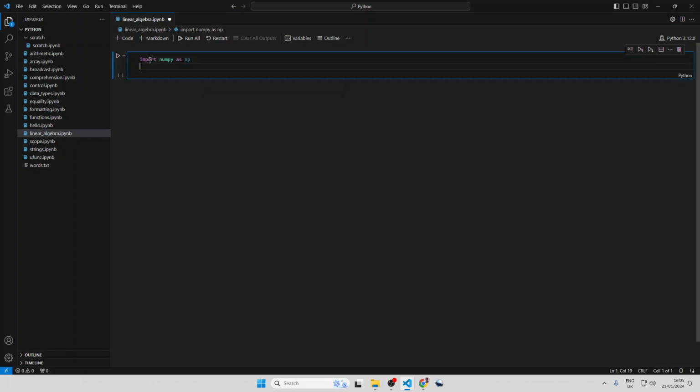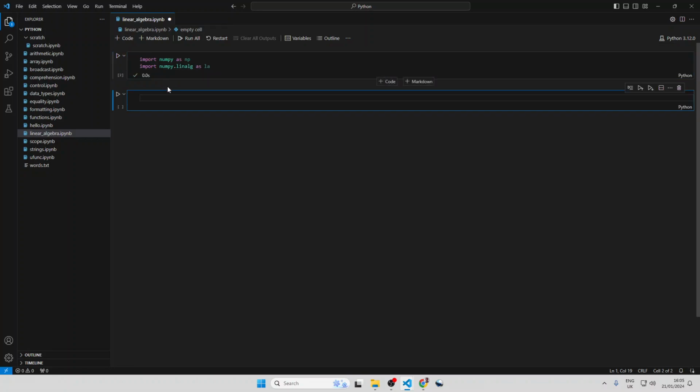But that's actually not enough. We also need something that hangs off numpy. We have to do numpy.linalg, which we're going to import as LA.